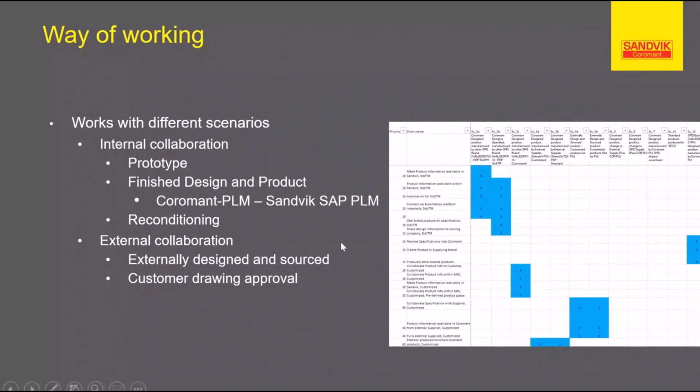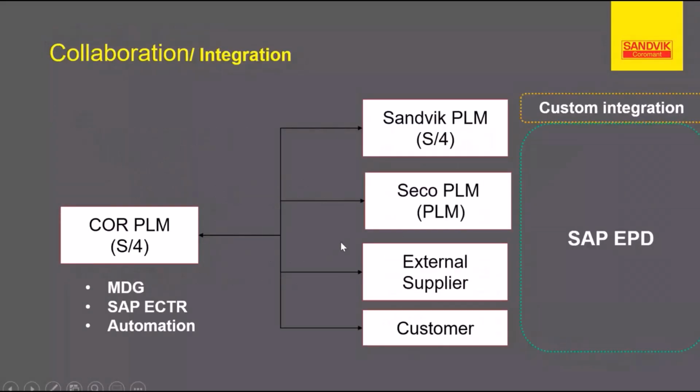If you see the next one here, in Coromant PLM, which is an S4, we will use MDG to create product. We have the ECTR where we work with the design documents and work from there. And in Coromant, we have a long history of working with automation, and from automation we create everything: the product, the documents, all this CAM and all this product preparation. So we have these 3 as a source of input for us in Coromant PLM.